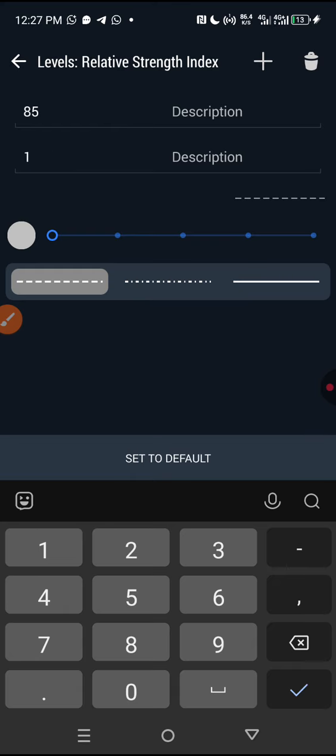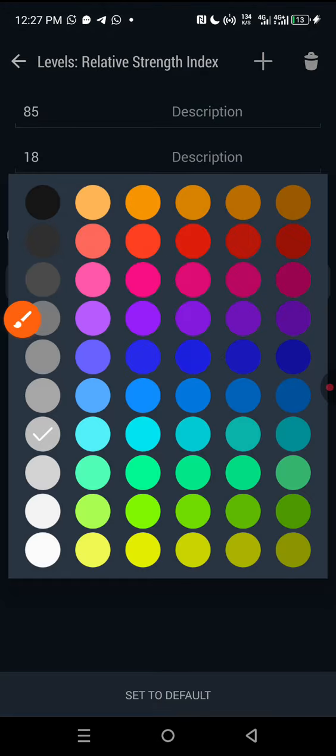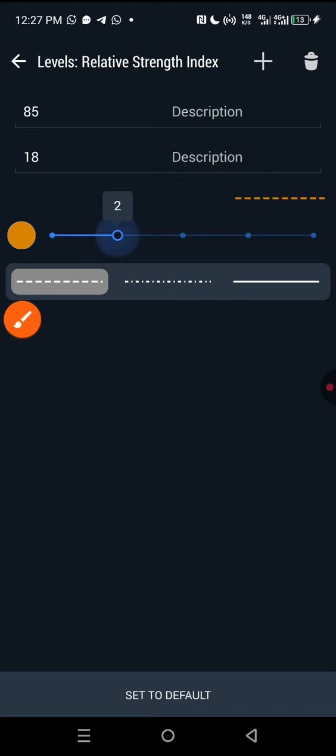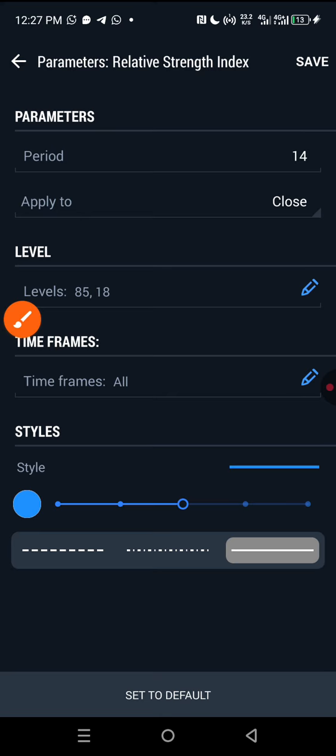Just 15 for me. Okay, and then here under this style, you make this color here visible by tapping on it. Tap on that color, make it orange. All right, then increase the pixel, shift this thing to the front, to the third part. Then click on this arrow back at the top, and click on save.